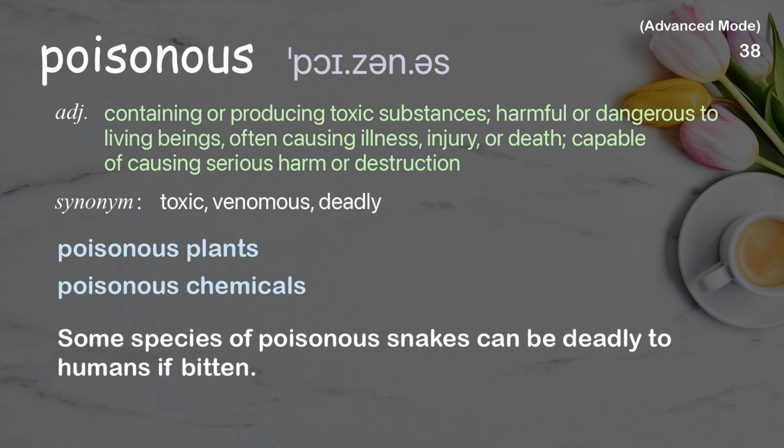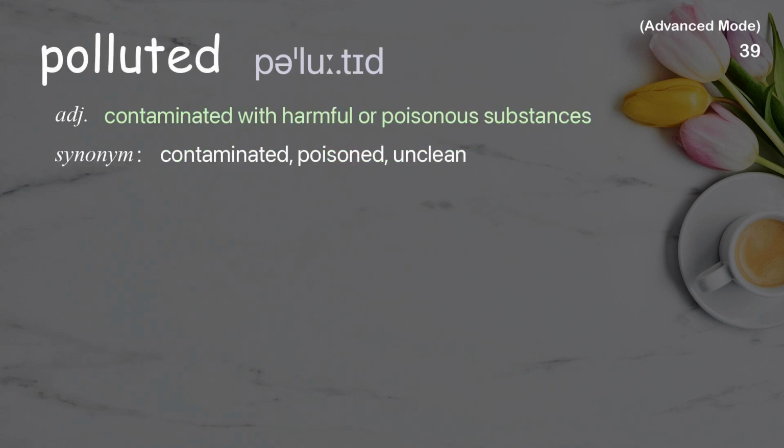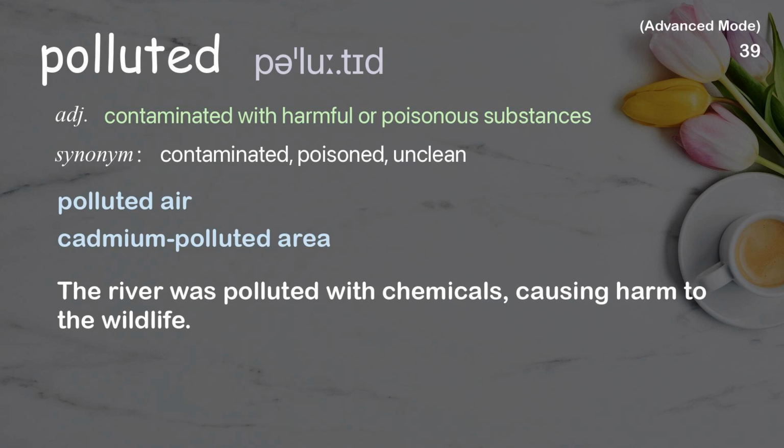Polluted. Contaminated with harmful or poisonous substances. Examples: Polluted air. Cadmium polluted area. The river was polluted with chemicals, causing harm to the wildlife.